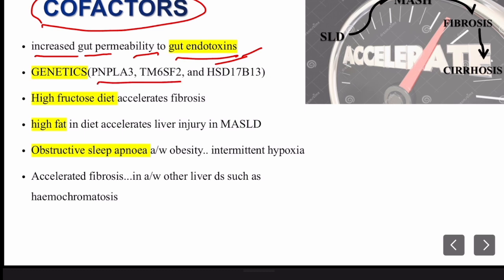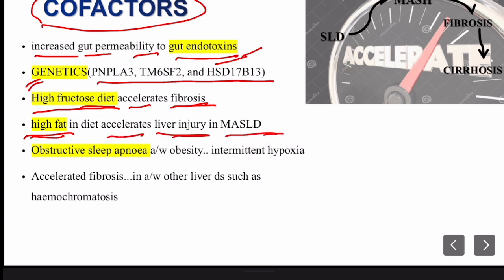Then polymorphisms in certain genes will also play a role in acceleration of the disease. Then a high fructose diet accelerates the fibrosis. A high fatty diet accelerates the hepatocyte injury in MASLD. Obstructive sleep apnea, which is associated with intermittent hypoxia, will also cause accelerated damage to the liver. Now, if the patient also has additional diseases like hemochromatosis, then again the patient will have accelerated fibrosis. So all these factors are playing a role in progression of the disease at a faster pace.